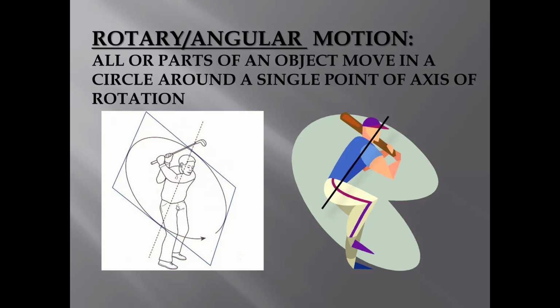So if we look at that angular or rotary movement, all parts of an object move in a circle around a single point or axis of rotation. So if we look at the golfer here, this dotted line is his axis of rotation, and this is considered diagonal movement. The same with the batter here, the baseball player. He will move around this axis of rotation.